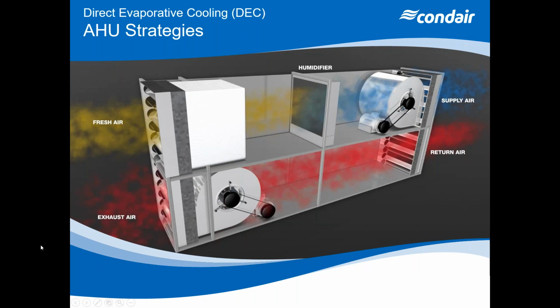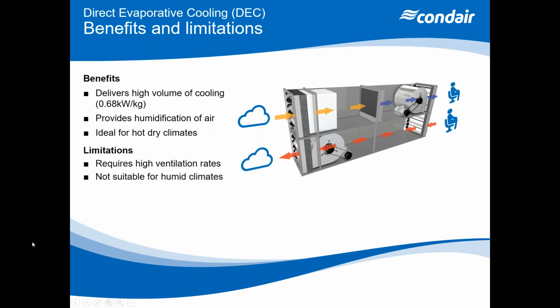So next, let's take a look at an application that delivers this sort of a system. And when we look at the application, you'll be able to see that the benefits, of course, we can deliver a high volume of cooling. Again, 680 watts per litre of water that we're evaporating. It's also going to provide potential for humidification in the winter because we are actually putting moisture into the airstream, and it's ideal for hot climates.